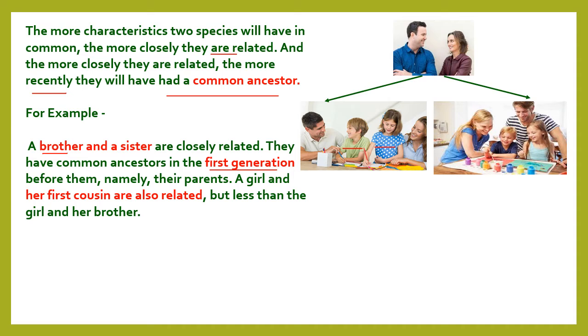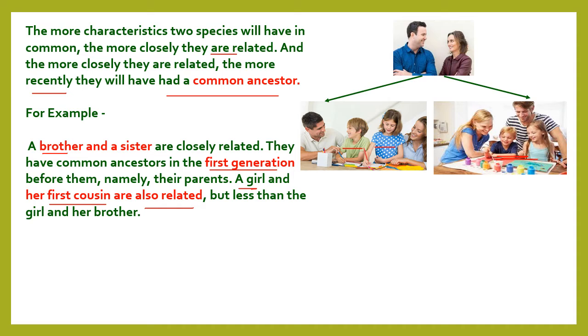Now a girl and her first cousin are also related. This is the girl and this is the first cousin. Any one from these two children we can take. Okay, but they are less related than the girl and her brother. Did you get it? Okay, let me explain with the help of this picture.